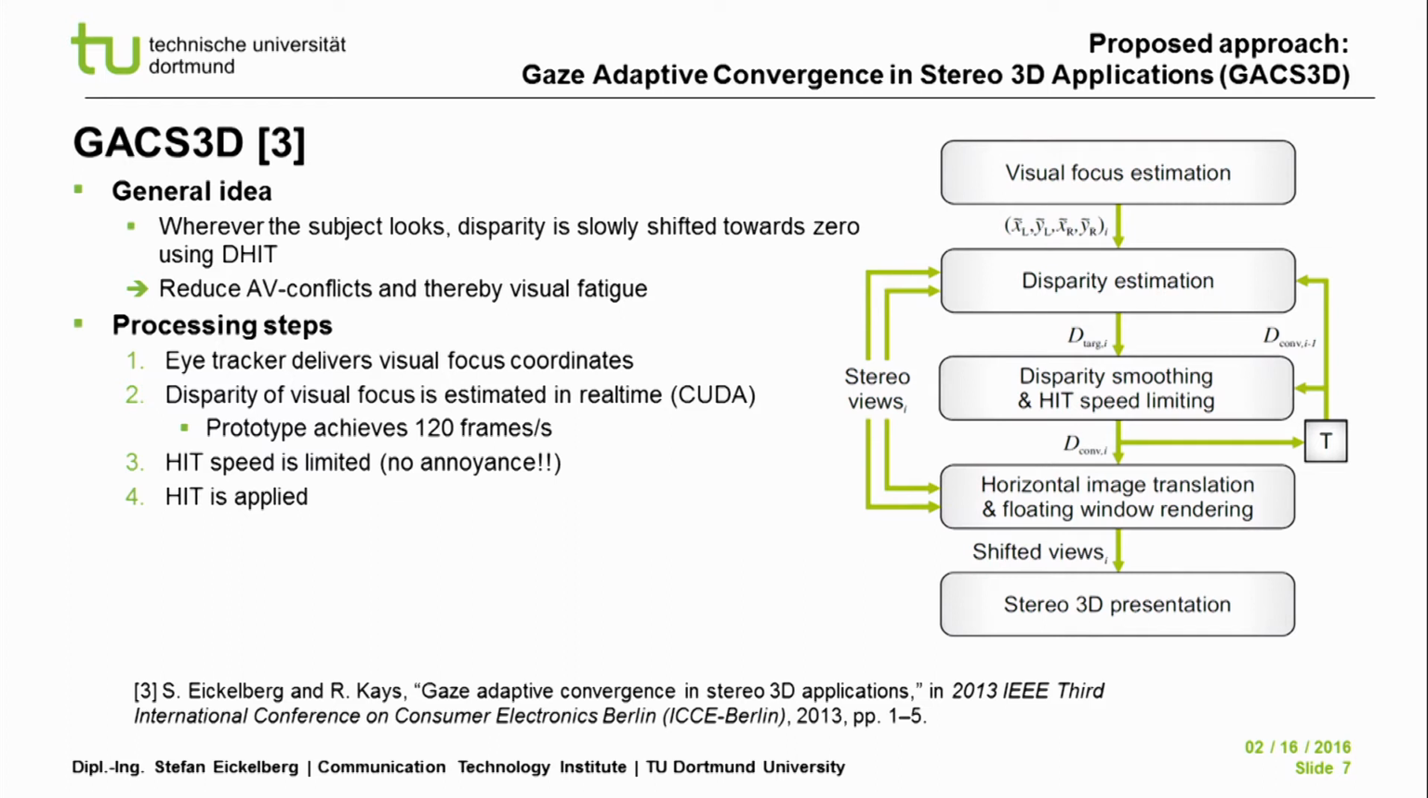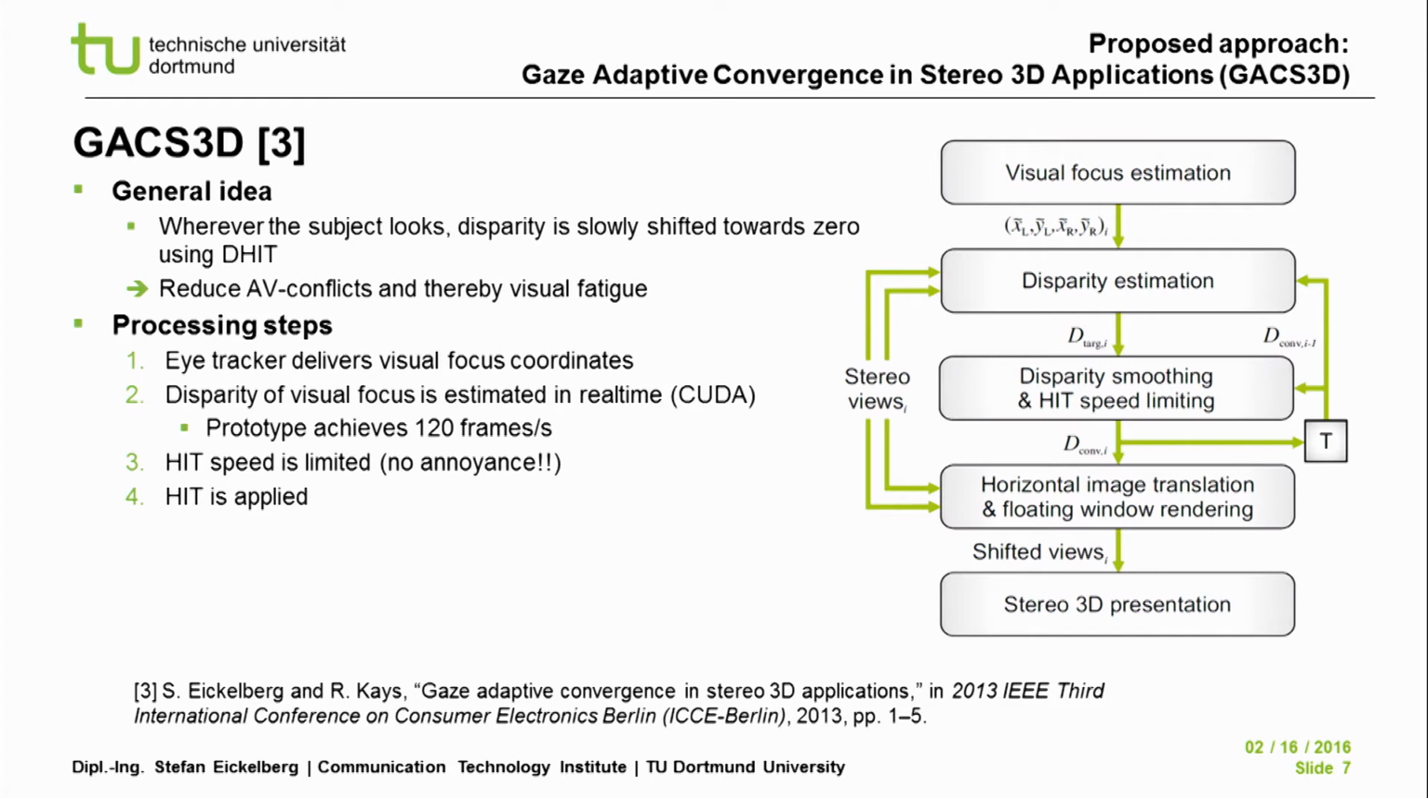So let me describe our approach now. It is called Ghek 3D. Problems occur as far as visual fatigue is concerned when there are points far in front of or behind the display plane. So our idea is to simply analyze where the subject is looking and then shift these points slowly back into the display plane using the DHIT. The processing steps are displayed here on the right.